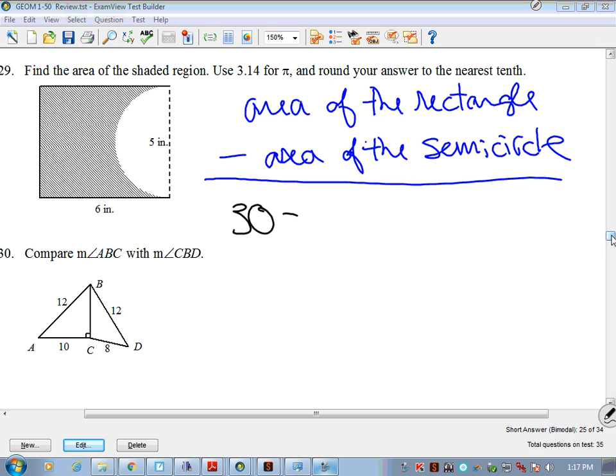So how do we find the area of a circle? Pi times the radius squared. What's going to be the radius of that circle? 2.5. Pi r squared, correct? Because we only want half of it, we're going to divide by 2. We're going to use 3.14 for pi. So this is what it would look like in a graphing calculator.